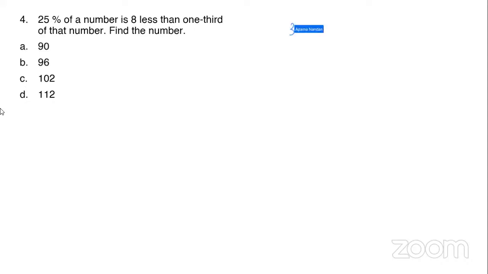If it is 35 percent, then if you have to write it as a fraction, this is nothing but 35 by 100 of something. And if it is 72 percent, then how can you write this as a fraction? This is 72 by 100 of something. Clear?